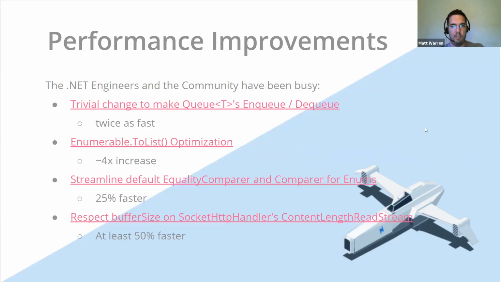And to give more concrete examples, here's some I picked at random from those lists. You can look at the rest in your own time, but these are the sorts of things coming in, and it's not just Microsoft engineers, because .NET Core is now open source. We're seeing the community contribute, so there are changes that make queuing and enqueuing twice as fast. ToList on enumerables, when you're doing LINQ and calling ToList, that can be optimized. Equality comparers for enums, and then some work done at the bottom on socket handlers. So this is what I mean about this effect.